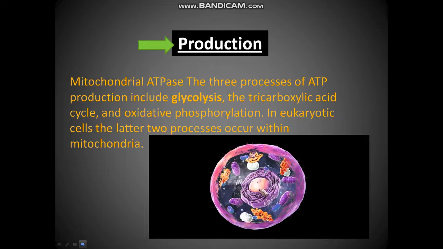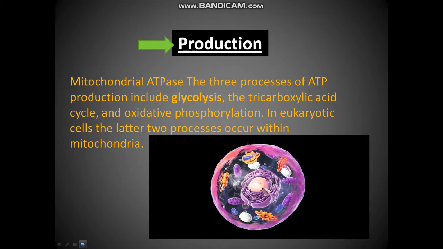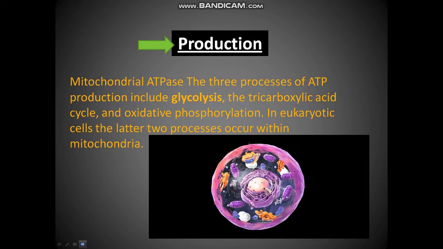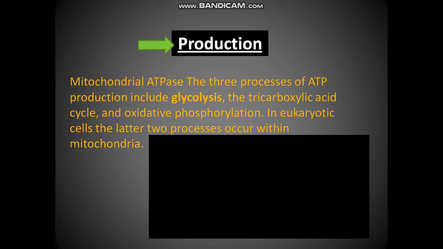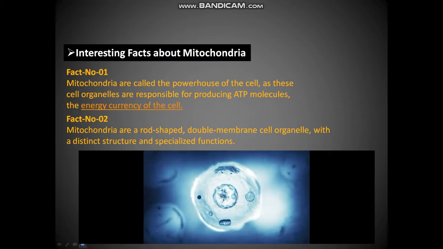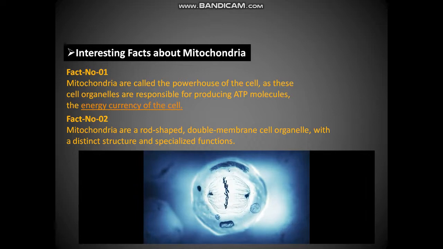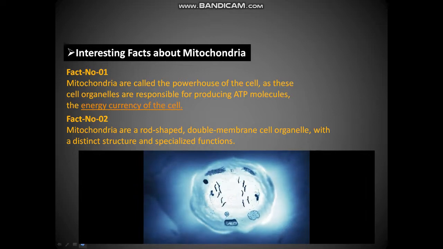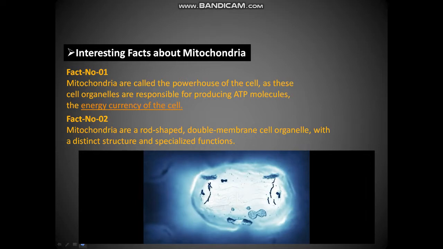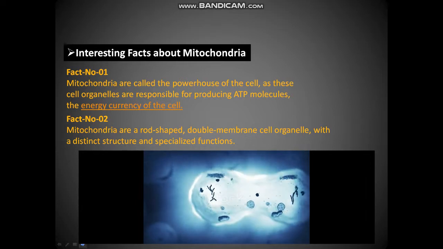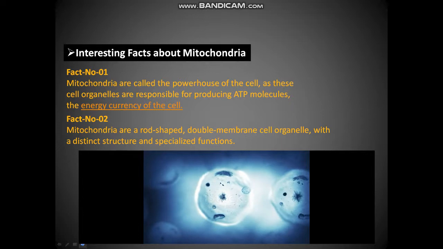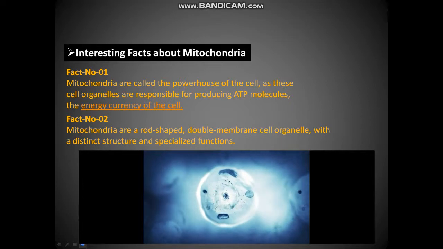Production: mitochondrial ATP. The three processes of ATP production include glycolysis, the tricarboxylic acid cycle, and oxidative phosphorylation. In eukaryotic cells, the latter two processes occur within mitochondria. Interesting facts about mitochondria: mitochondria are called the powerhouse of the cell as these cell organelles are responsible for producing ATP molecules, the energy currency of the cell. Mitochondria are a rod-shaped, double-membrane cell organelle with a distinct structure and specialized functions.